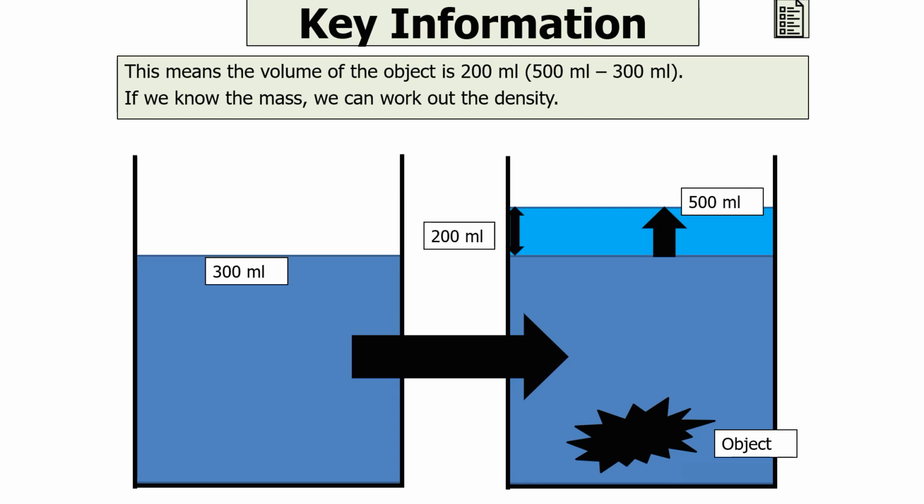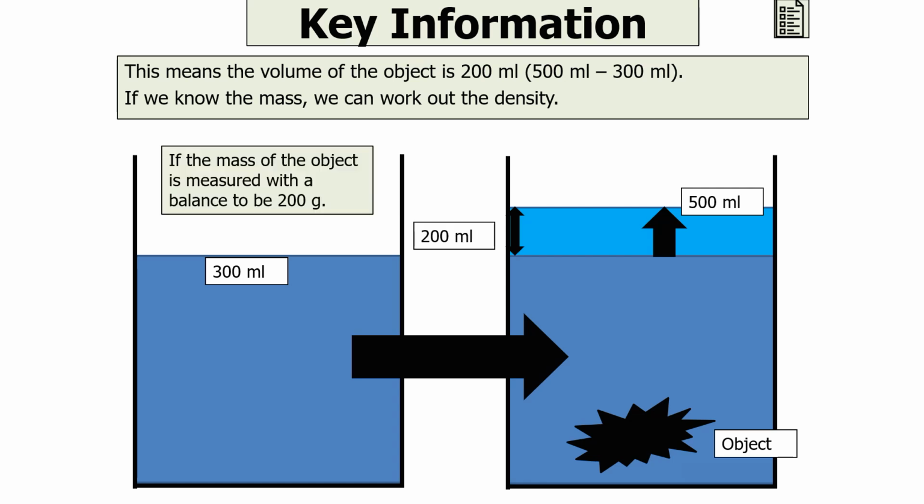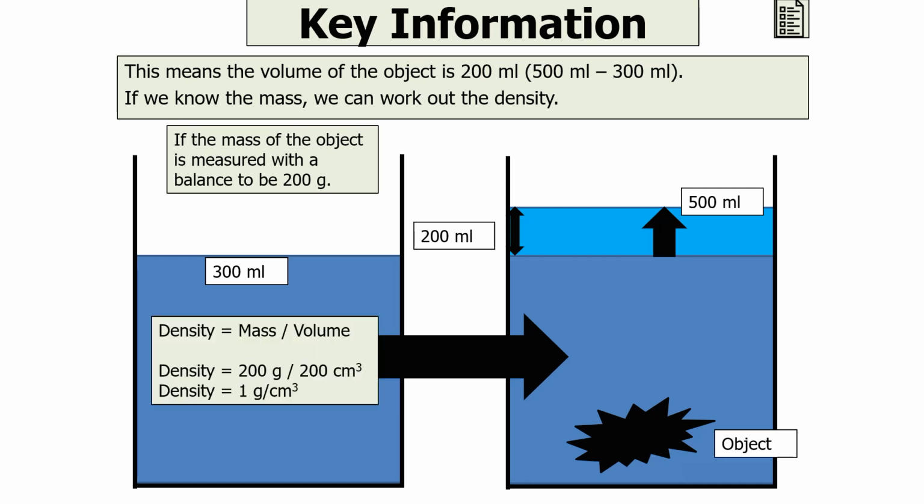If we then know the mass of the object, so for example we could say the mass of this object measured with the balance was 200 grams, we would say density is mass over volume. 200 grams over 200 centimeter cubed is 1 gram per centimeter cubed.